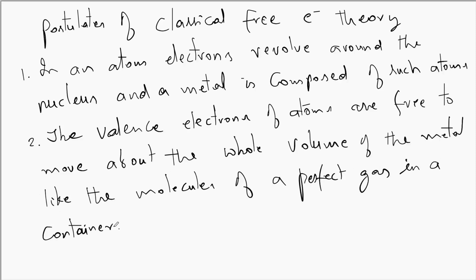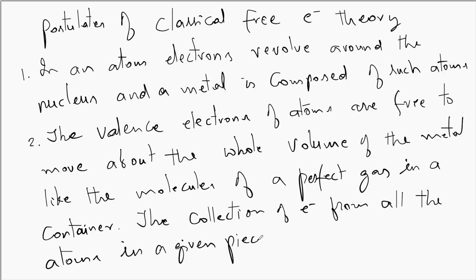The collection of valence electrons from all the atoms in a given piece of metal forms electron gas. Since it is an electron gas, the electrons are free to move throughout the entire volume of the metal piece.